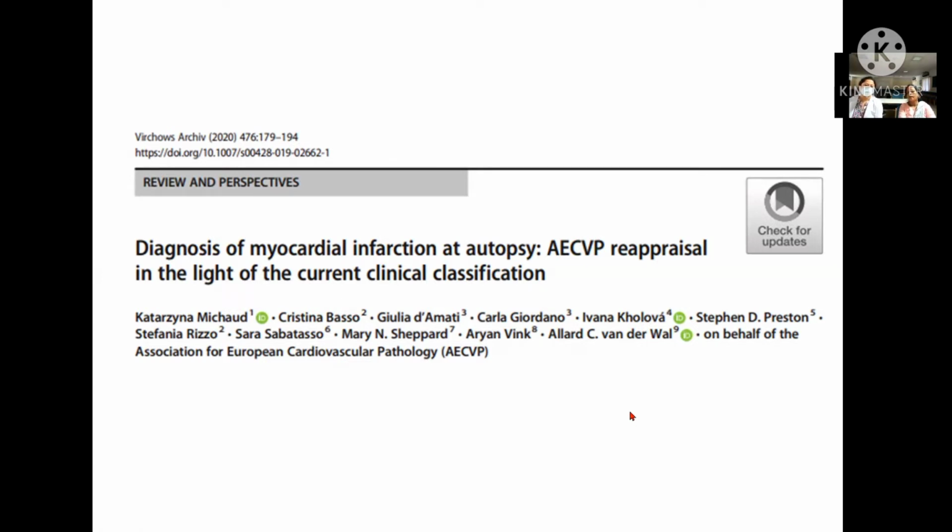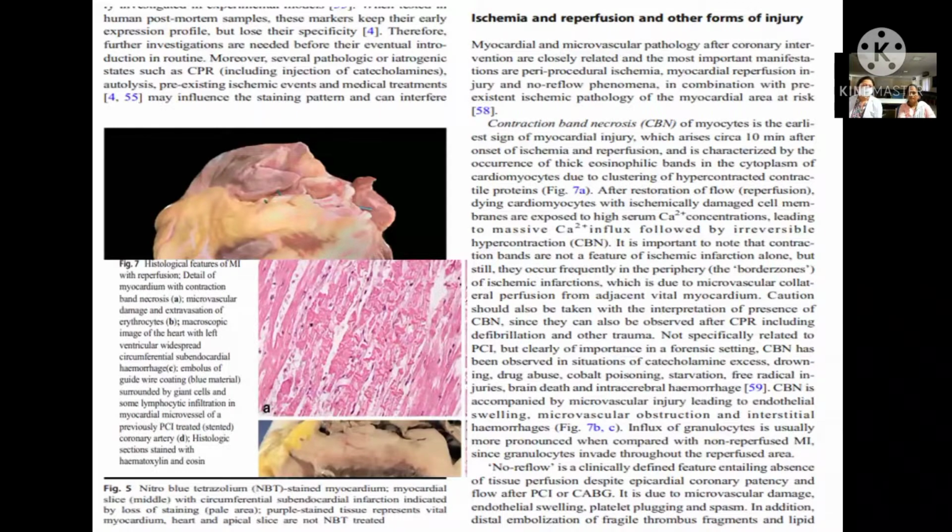So what we are taking from this article is only the microscopic features. Contraction band necrosis is actually an ischemic change, and it is a type of necrosis of myocytes, which is the earliest site of myocardial injury, which arises 10 minutes after the onset of ischemia and reperfusion.